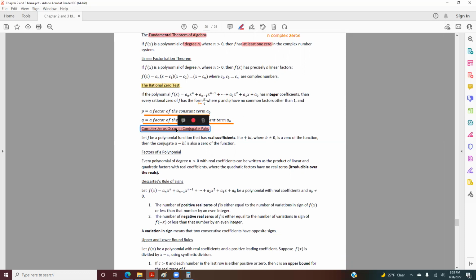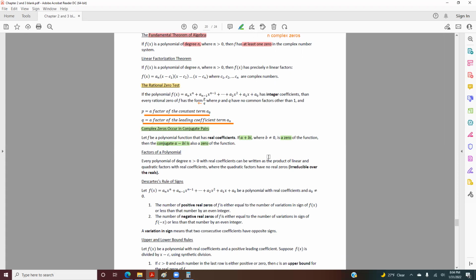So this is another important theorem. There are 2 theorems that are important in this section. What is a complex zero? A complex zero occurs in conjugate pairs. So what does this theorem say? It says that if you have a plus bi as a zero of a function, then the conjugate a minus bi is also a zero of the function.